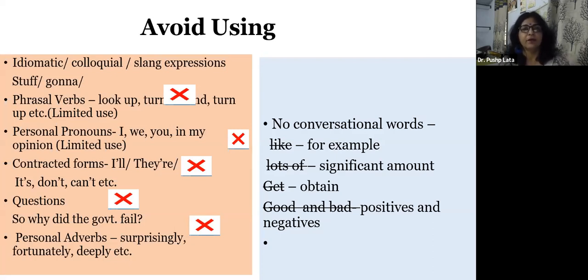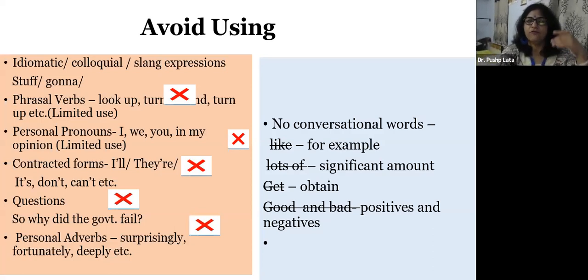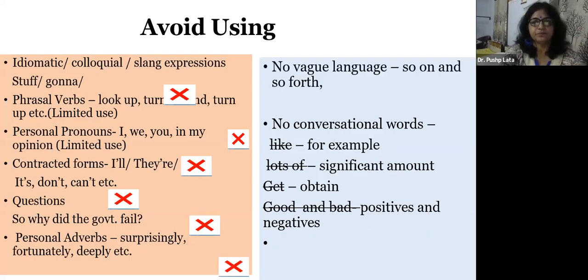Good and bad. Now we talk about good and bad of something, so we can always talk about positives and negatives or merits and demerits. This is how we need to train our mind for academic writing actually. No vague language. We have so and so forth. Please do not write that.